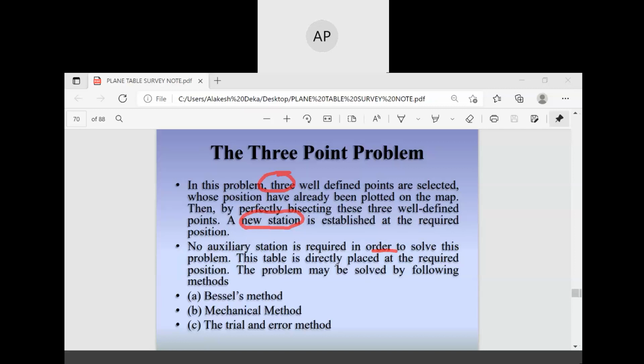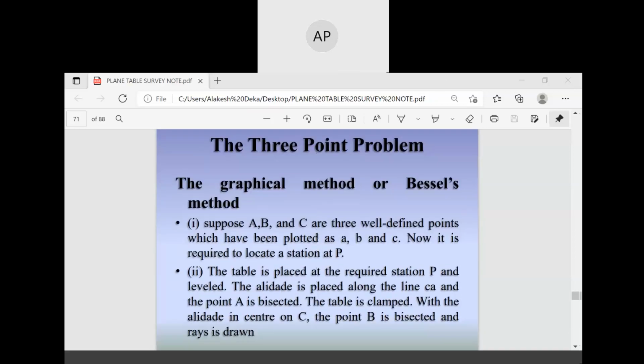The problem may be solved by the following methods: Bessel's method, mechanical method, and trial and error method. So for solving the 3-point problem, we have 3 methods: Bessel's method, mechanical method, and the trial and error method. First, the graphical method or Bessel's method.